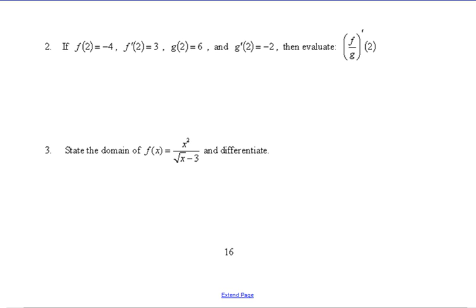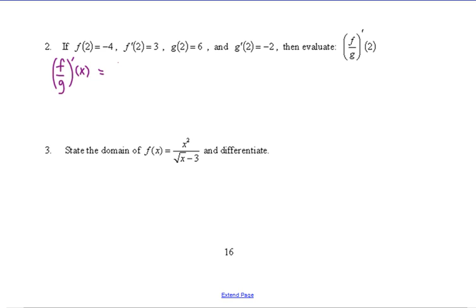Okay, they give a whole bunch of information. They want us to find (f divided by g) prime of 2. So we know the formula. What's the formula for the derivative of f over g of x? We have that up above, right? Let's just write the simple formula.